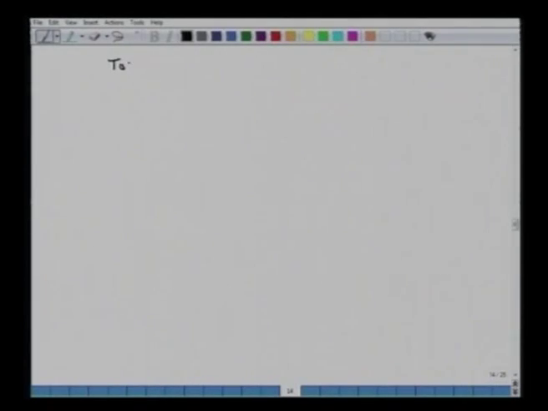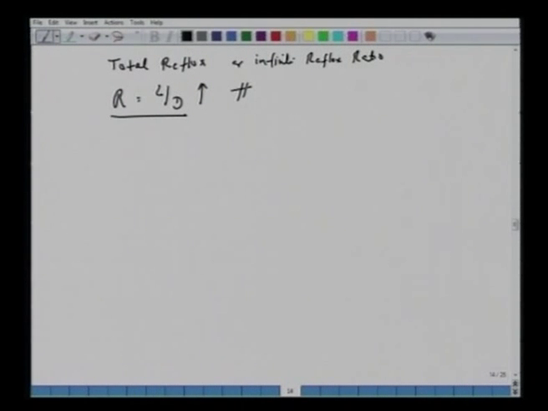So condition 1 is when we have total reflux, or what we call infinite reflux ratio. All we are trying to say is that if the reflux ratio is defined as R equal to L by D, we would like to monitor the slope of the curve with increasing L by D and see what happens to the number of plates here.